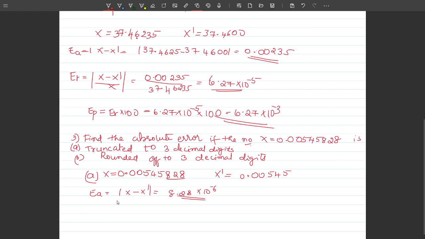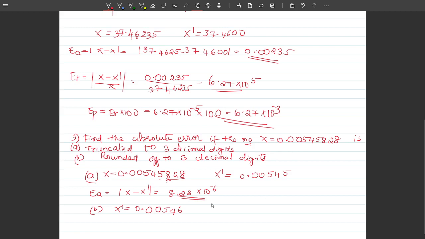Now for the B question, round off to 3 decimal digits. So what is your x dash? It is 0.0054. The third digit here is 5. Look at the next digit, that is 8, which is greater than 5. So I can write this as 6. So 0.0056 is the number rounded off to 3 decimal digits.